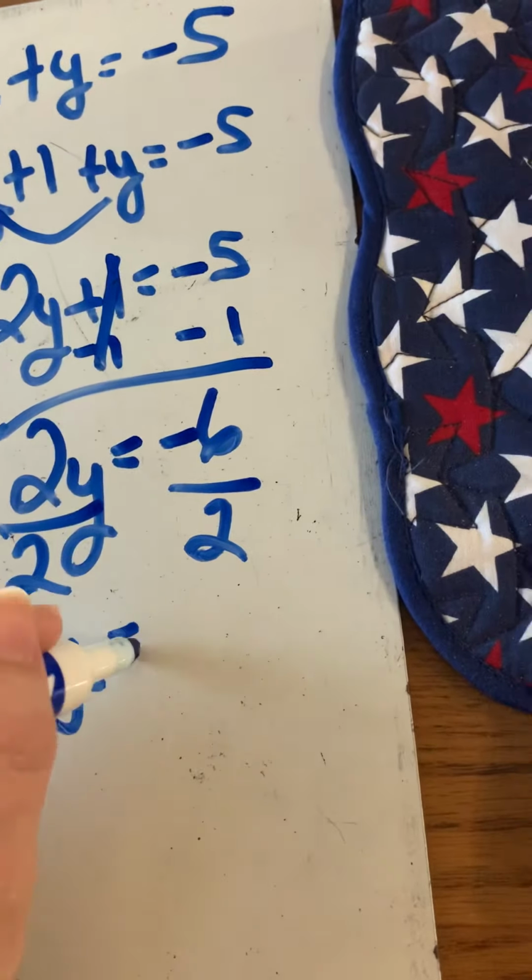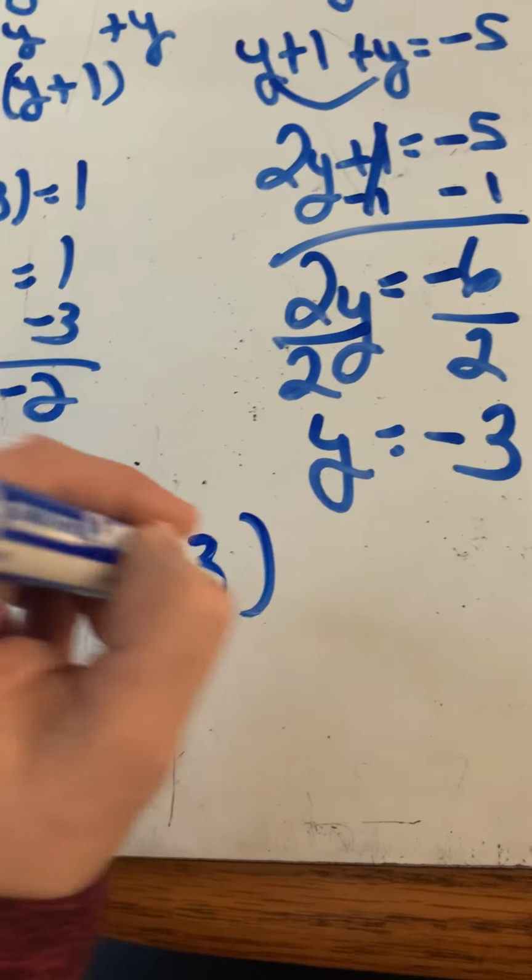Once I know the value of y, I'm going to take it back to the original, and I've got x minus a negative 3 equals 1. Minus a negative is always plus, so x plus 3 equals 1. Subtract 3 from both sides, and I have x equals negative 2. So the solution for number 5 is negative 2, negative 3.